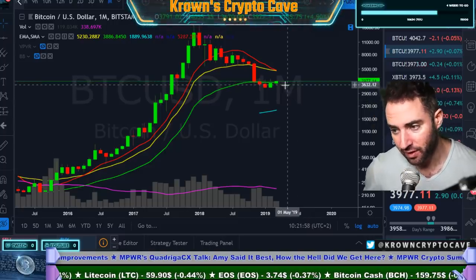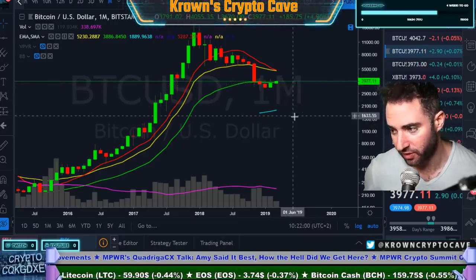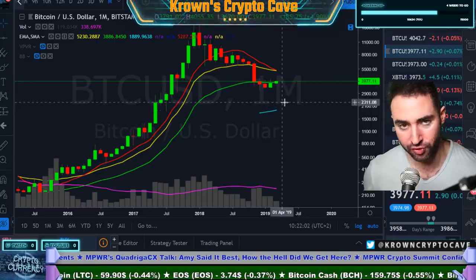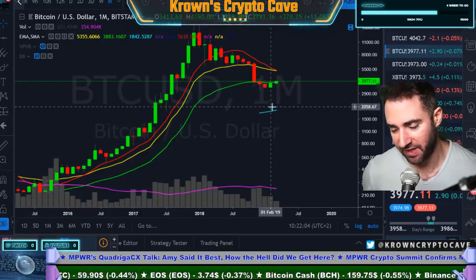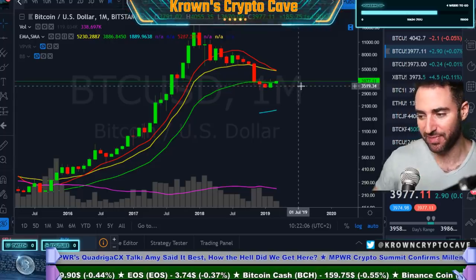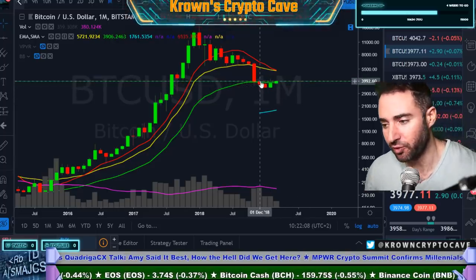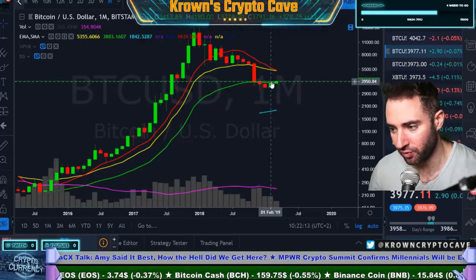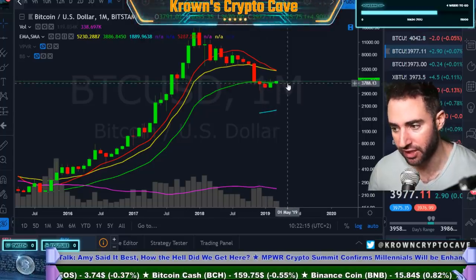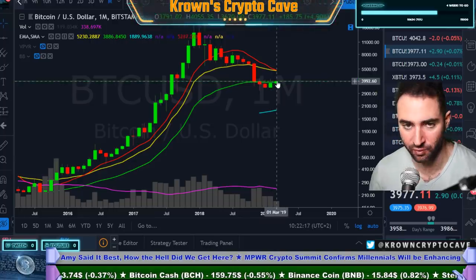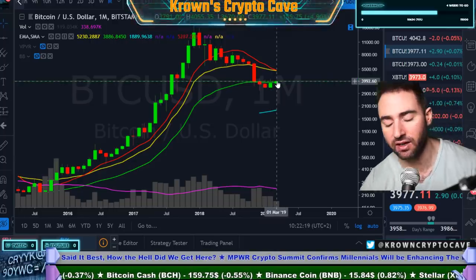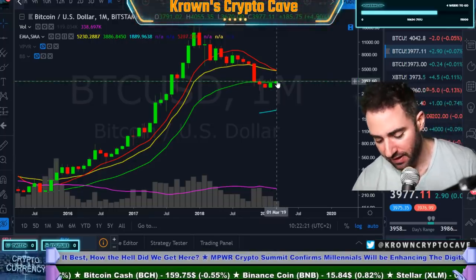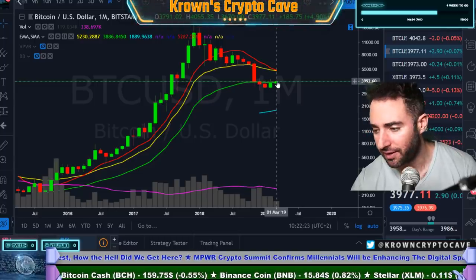But more importantly, if we were to close below the 50 exponential, that would just make me want to be overall short in stature, but also in position, because that would tell me that we are still respecting this 50 exponential as resistance. Getting 1, 2, 3, and working on a fourth rejection, which typically is the one that should do it. Not always, though, of course.